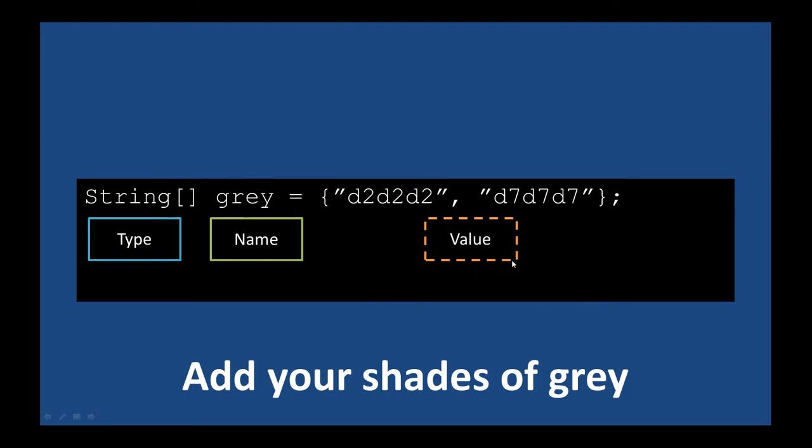Next, if you want to add value to the array, you can do it in a pretty similar way to the way you add value to a variable. You have the equal sign, and then because it's an array, you will have two curly brackets here. Then you have the value of each element of that array inside the two curly brackets, separated by commas. So in this case, you have an array of two strings. The first one is gray0, and the second one is gray1.